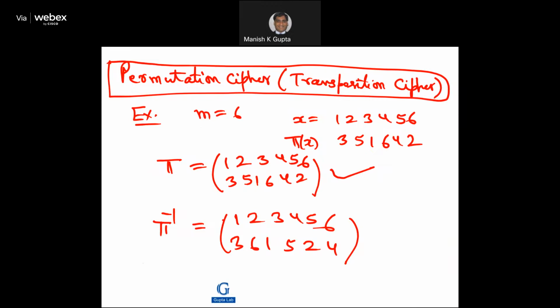Another one is the permutation cipher, or transposition cipher. If I take m equal to 6, so x is 1, 2, 3, 4, 5, 6, a permutation is a function, right? I hope you know that from algebra. So pi of x is this permutation: 1 goes to 3, 2 goes to 5, 3 goes to 1, 4 goes to 6, 5 goes to 4, and 6 goes to 2. So this is a permutation function we can write.